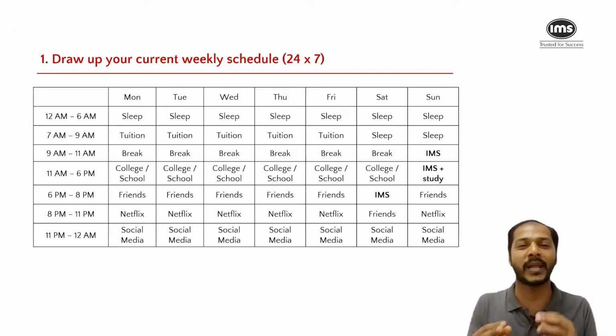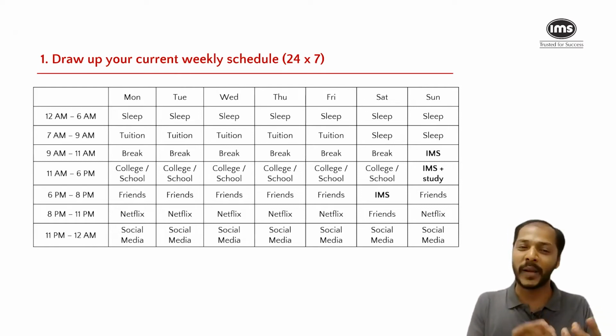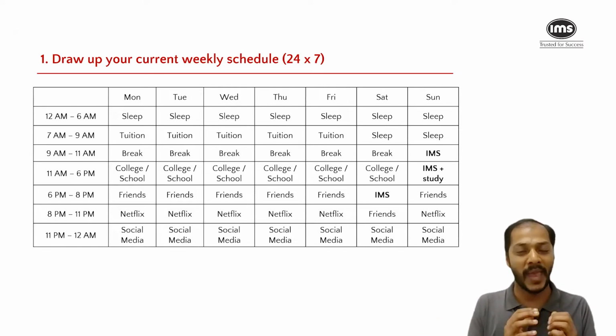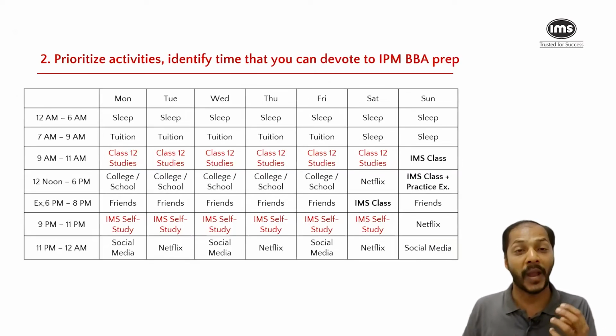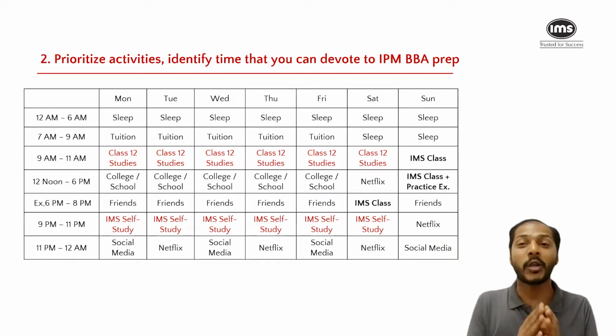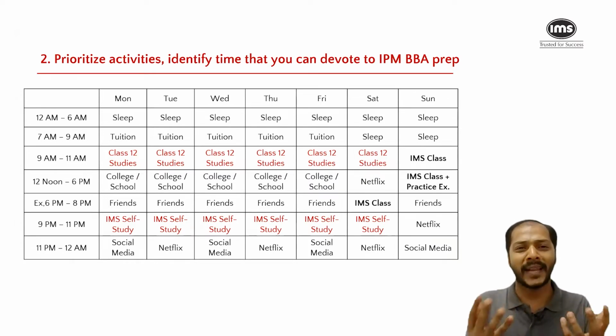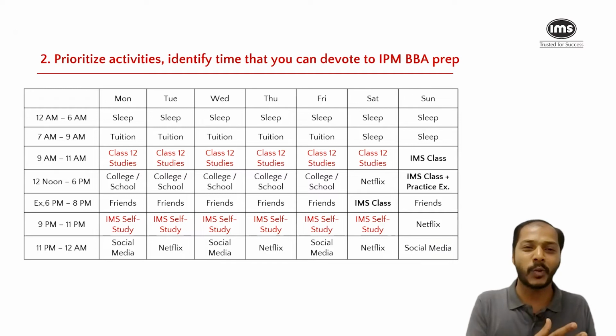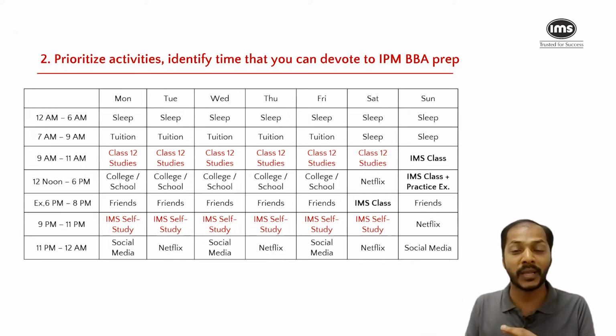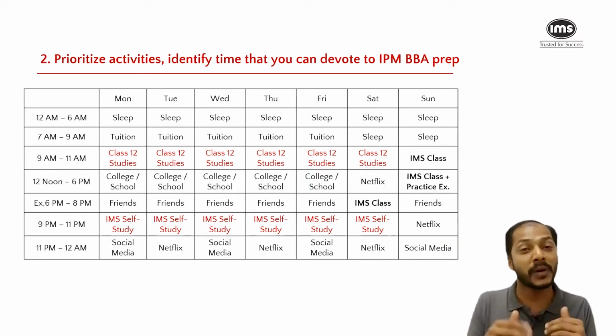You might be sleeping for some time, you might have tuitions, college, you might be spending time with friends, or maybe web series, such things. And you might also have IMS classes or maybe any other classes for that matter. Beyond that, the next step is to prioritize and identify what you want to do. So at IMS, we say that you need to complete maybe 12 hours or 10 hours of studies every week. So maybe you identify the time where you can put in these 12, 15, 10 hours as per the guidance given by your mentor.